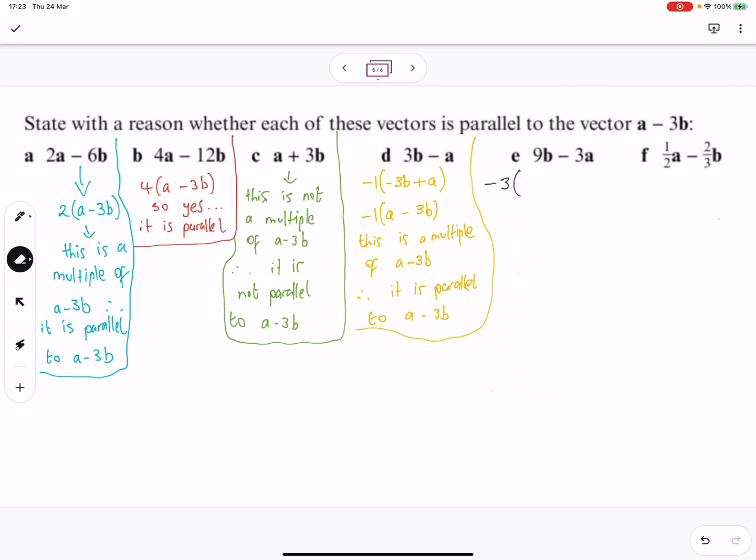Oh, okay. So if we've taken out minus 3, remember, each term now needs to be divided by minus 3. So let me ask you the question. What is 9b divided by minus 3? Minus 3b. Right, so it's minus 3b. And then for the next term, minus 3a divided by minus 3. Plus a. That's it. And that's a bit more explicit. And that's minus 3 lots of a minus 3b. So again, it's a multiple of a minus 3b. So yes, it is parallel.